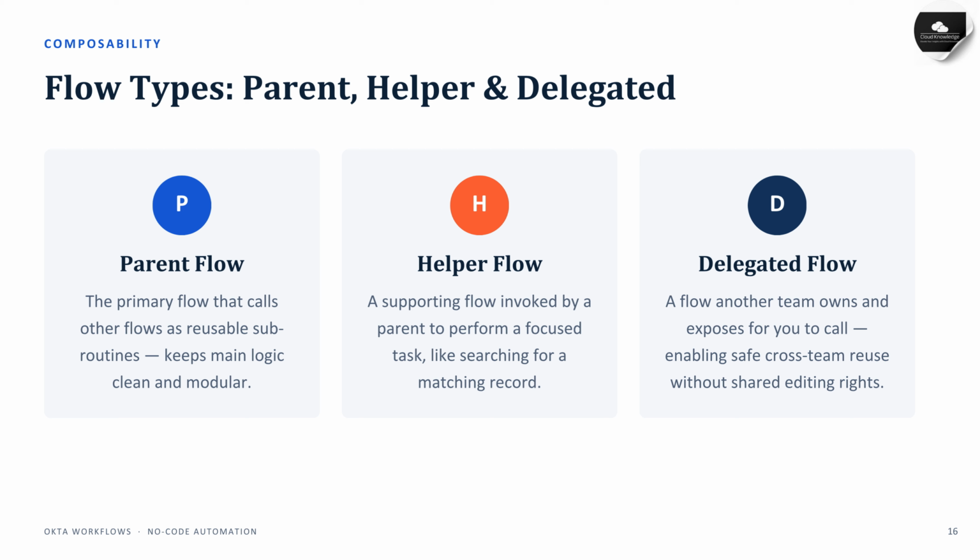Parent flow, the primary flow that calls other flows as reusable subroutines, keeping the main logic clean and modular. Helper flow, a supporting flow invoked by a parent to perform a focused task, like searching for a matching record. Delegated flow, a flow another team owns and exposes for you to call, enabling safe cross-team reuse without you needing shared editing rights. This is essentially the same principle as functions and modules in traditional programming, just applied visually.